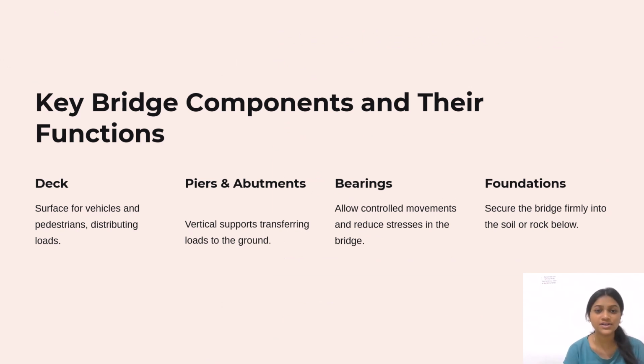The next slide is about components and their functions. As we know, there are three main components: superstructure, which is the part of the deck or the walkway. Substructure is nothing but the support like pillars or piers. And the third one is foundation, the bottom part that holds everything stable underground. As well as the deck. The deck is the surface for vehicles and pedestrians on the roads.